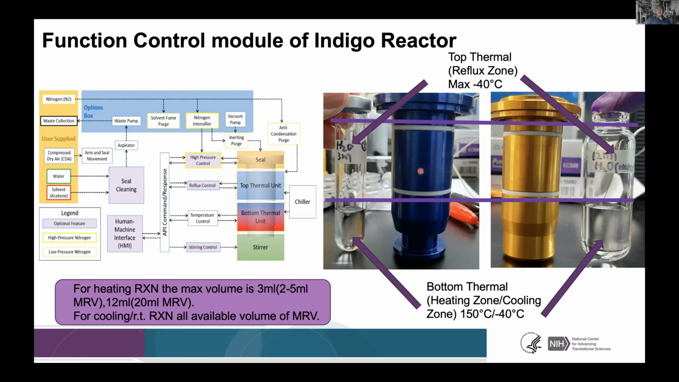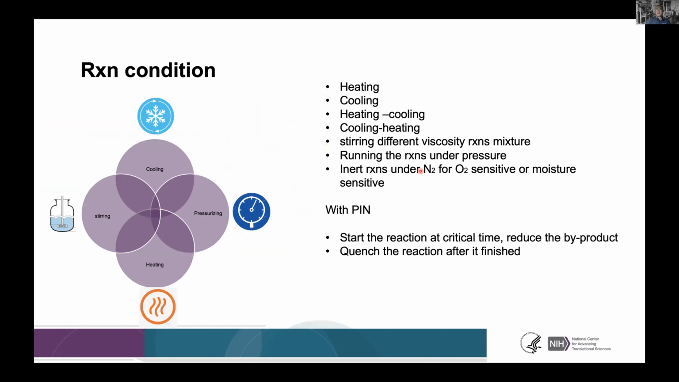So everything we're doing here is not only testing; we're also trying to get SOPs, and we're trying to learn more about this reactor, how the functions can get us the results and performance we need as chemists. So here are the four basic functions we have here: heating, cooling, pressurizing, and stirring. It's very basic, just four functions, but with these four functions, we can achieve a lot of reaction conditions.